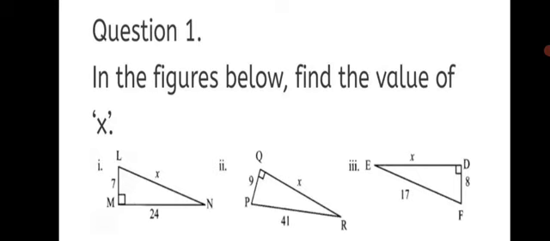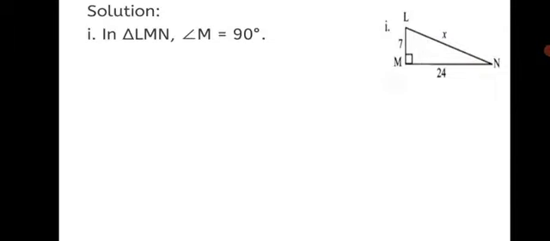Question number 1. In the figures below, find the value of x. So here you can see one side is missing and all are right angled triangles. If they are right angled triangles, we can use the theorem of Pythagoras to find the missing side. So let's start with the first sub question. We have triangle LMN where angle M is 90 degrees. That means the opposite side, that is side LN, is the hypotenuse. So we can write the solution.